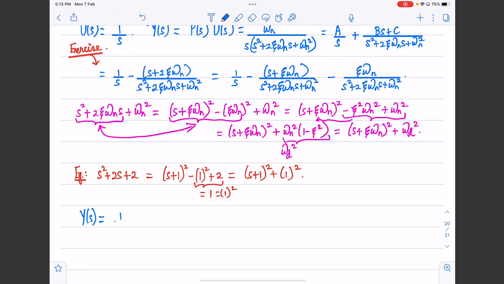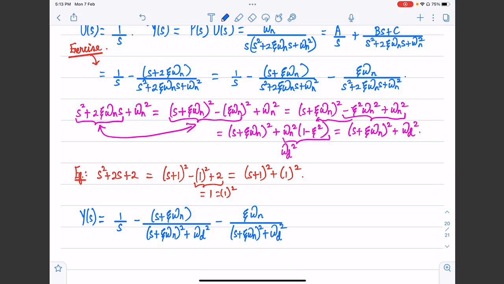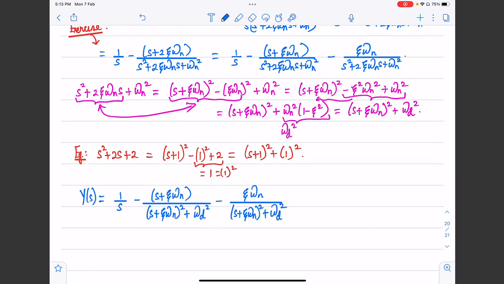Now going back to Y of s, we will get this as 1 by s minus (s plus zeta omega n) divided by (s plus zeta omega n) whole square plus omega d square, minus zeta omega n divided by (s plus zeta omega n) whole square plus omega d square. Okay, so I'm just rewriting that above expression in this form. All right, so that's all I have done.